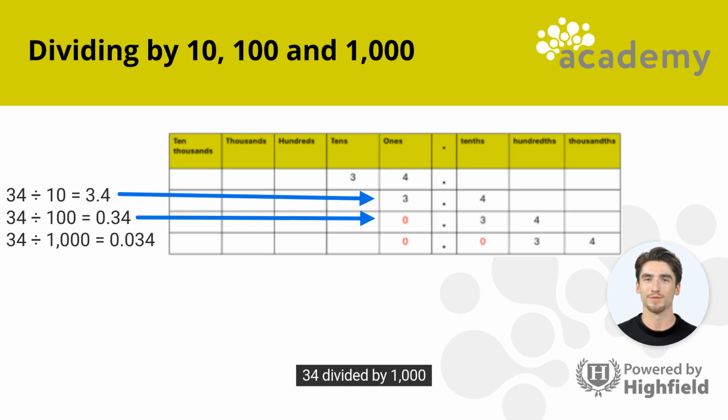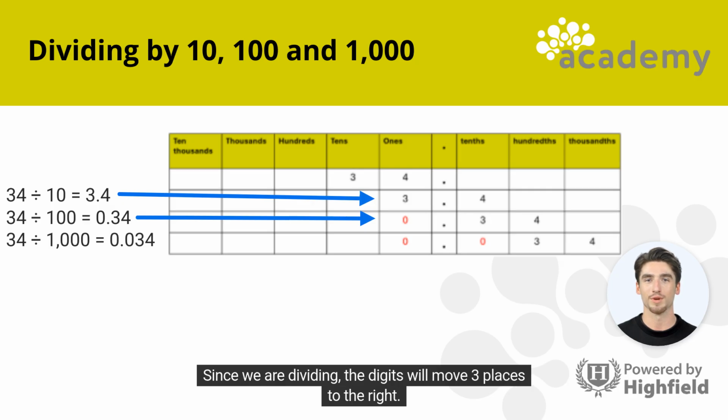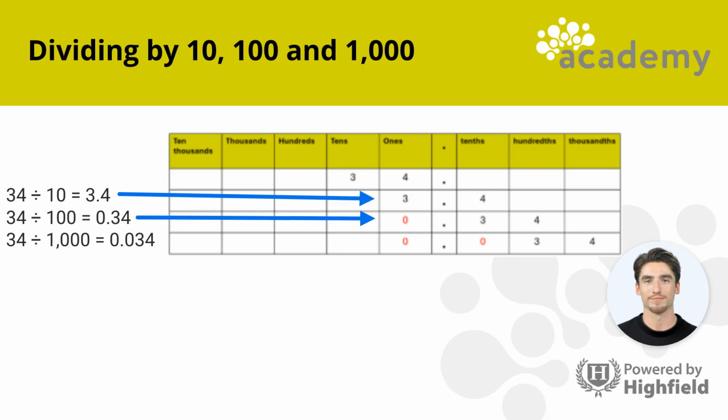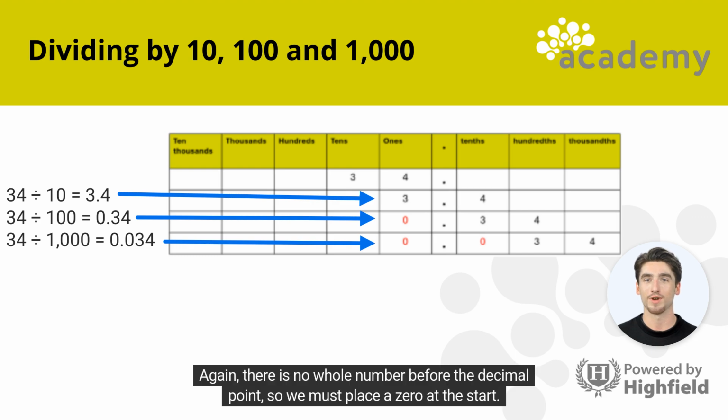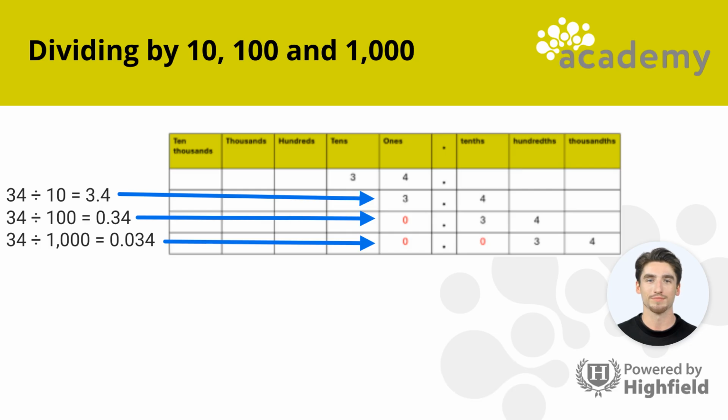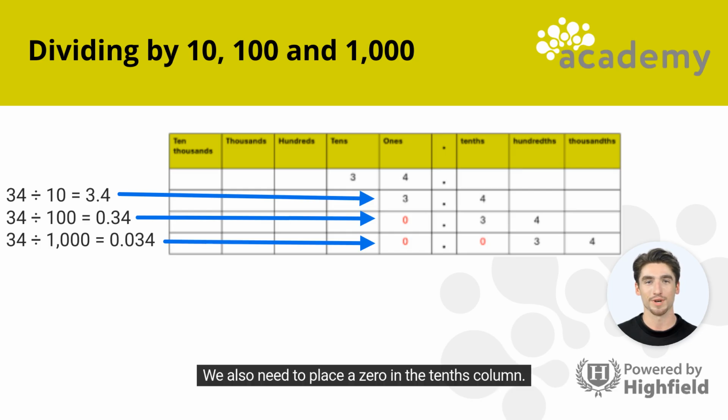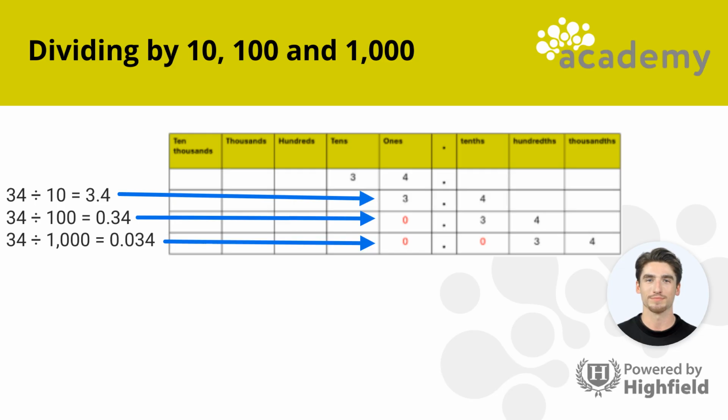34 divided by 1000. There are three placeholders in the number 1000. Since we are dividing, the digits will move three places to the right. 34 divided by 1000 equals 0.034. Again, there is no whole number before the decimal point, so we must place a 0 at the start. We also need to place a 0 in the tenths column.